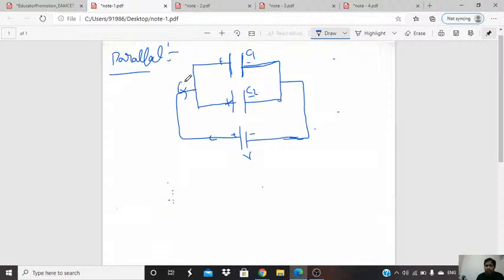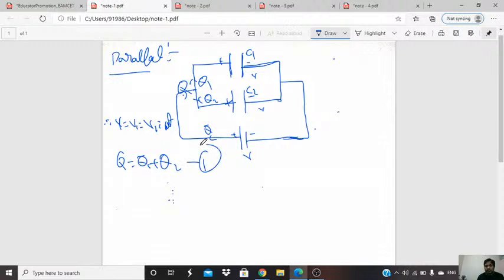Parallel combination, see, total charge can be divided. See, it is splitting Q1, Q2. But see, terminals are same. It is 1, it is 2 now. So only positive and only negative. So that potential is here common, here constant. That is V equal to V1 equal to V2, constant. But what about total charge? Q equal to Q1 plus Q2.